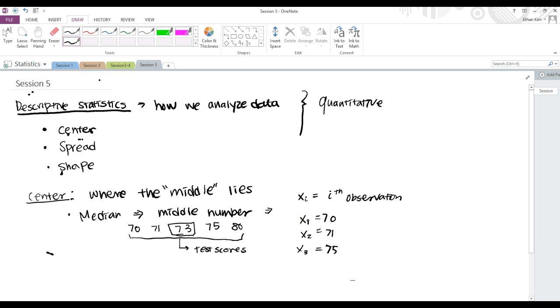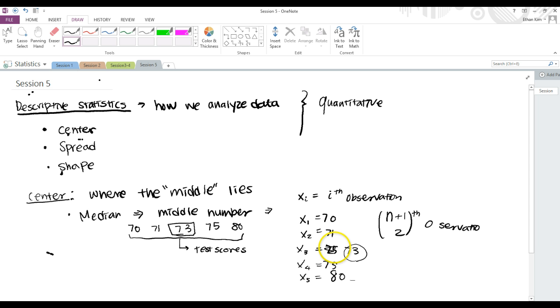Yeah, it should be 73, x of 4 is 75, and x of 5 is 80, right? The middle number here in this case is this one. And since we have 5 observations, it's always the (n plus 1) over 2 observation.